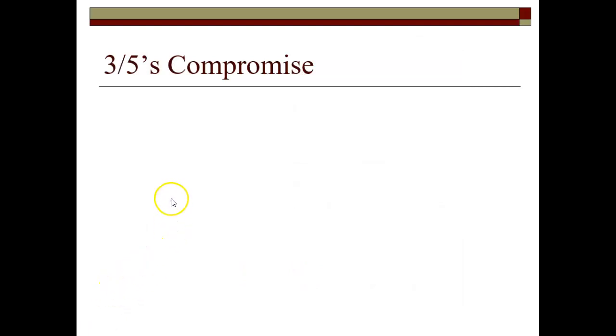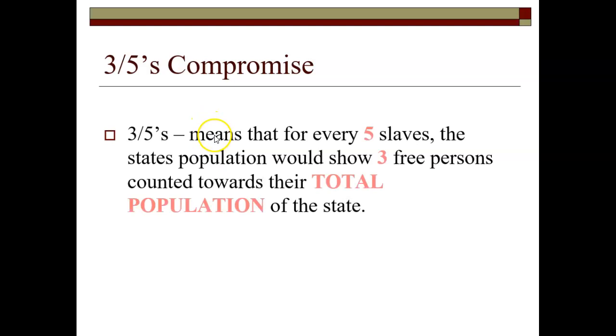Northern states understood they could not create this union without southern states. And so a compromise was hatched, was created. And so here it is. They debated numbers, and yes, they debated fractions. If you look at this, the 3/5 compromise meant that for every 5 slaves, those slaves would now count as 3 free persons to the total population of that state.